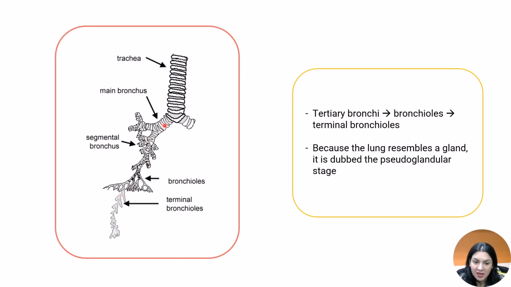So you had the main bronchus that becomes primary, secondary, tertiary, which are the segmental bronchi here. Those then become the bronchioles, which then branch off into these tiny terminal bronchioles. So the tertiary bronchi essentially serve as the origin point for this branching process that continues up until the terminal bronchioles are fully formed.